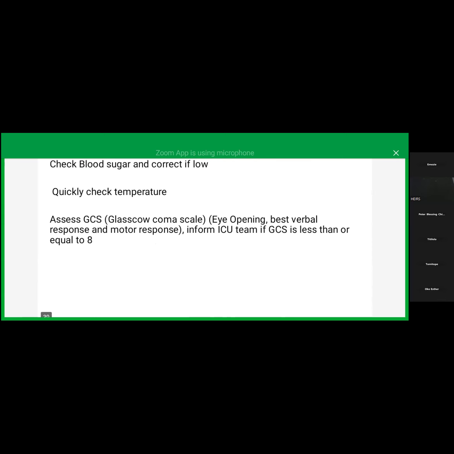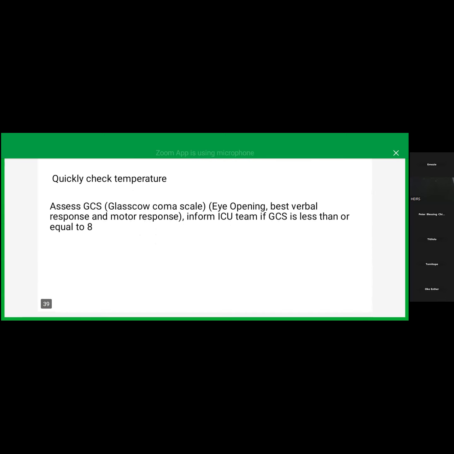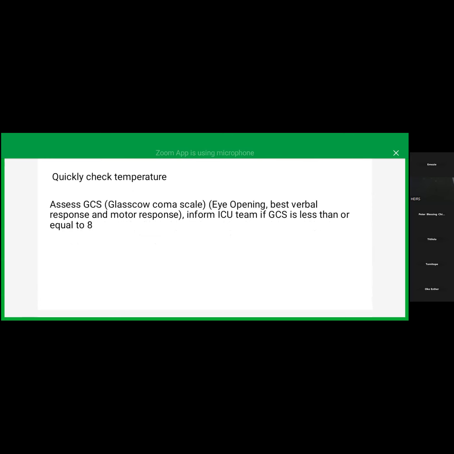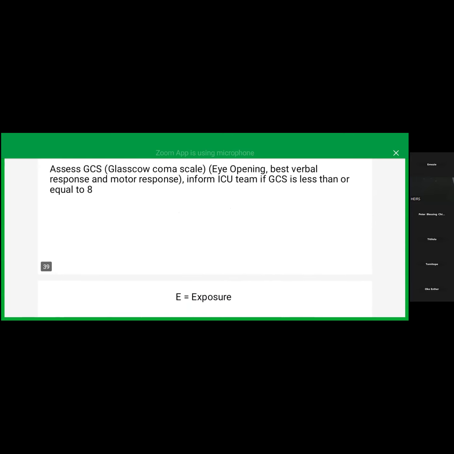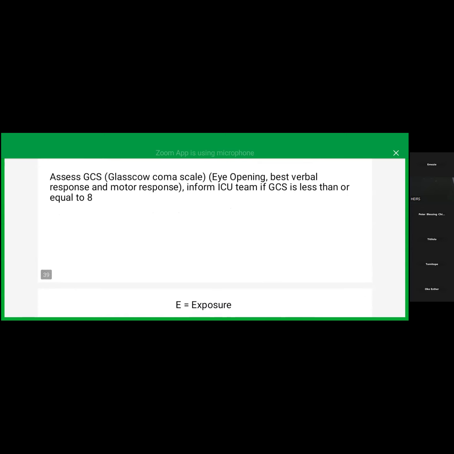And why it is important to check GCS is the fact that any patient that has a GCS of less than 8, we consider that patient to be in coma. So if you get a GCS of less than 8, we need to call the ICU people, so that we can admit that person to the intensive care unit.